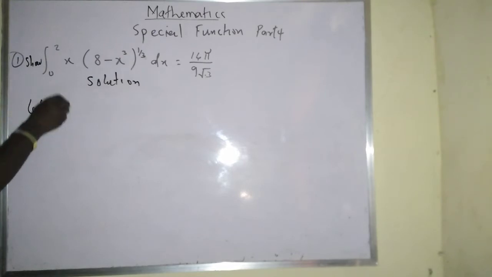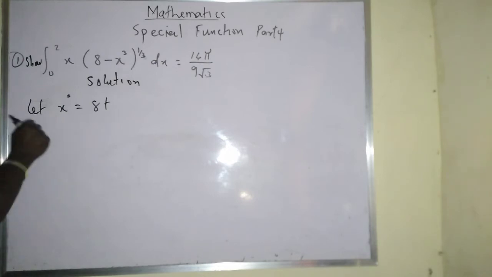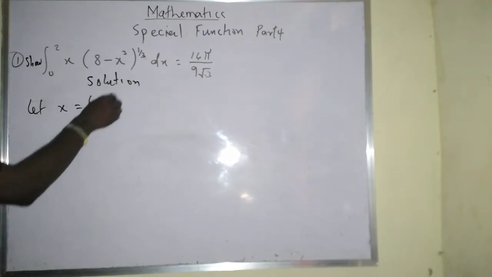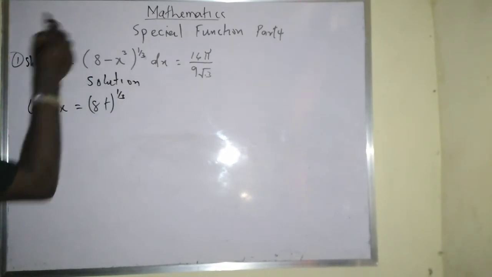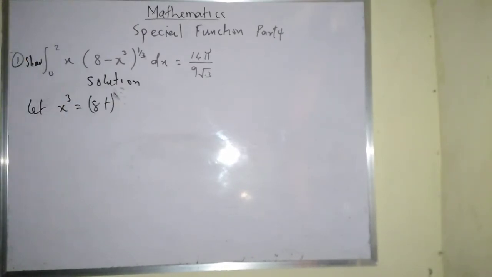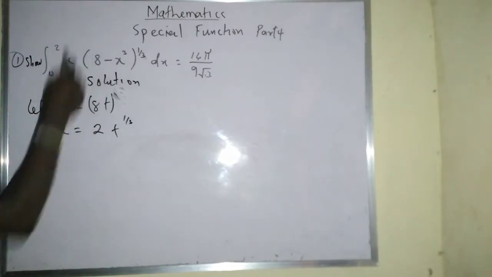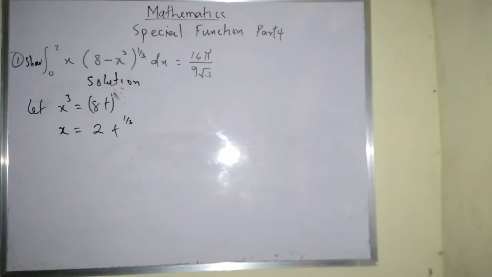Let x raised to power 3 equal 8t. It can also be written as x equals 8t raised to power 1/3, which is the same thing as this. I think by now you understand what I'm trying to do. So x equals 2 times t raised to power 1/3. It means the cube root of 8 is 2, and this is the cube root of t.